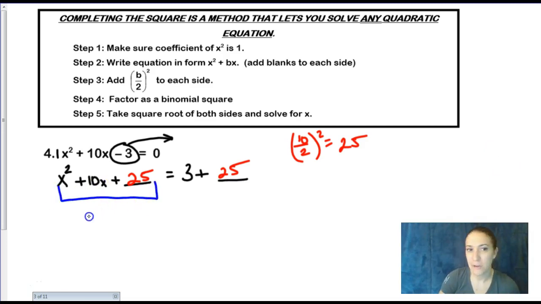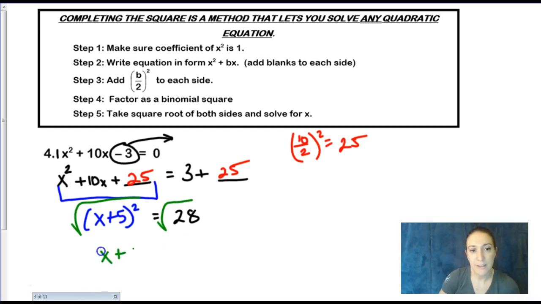This perfect trinomial is going to factor into x plus 5 quantity squared. And then over here on the right-hand side, 3 plus 25, better known as 28. And look at that. We have an equation that we can square root both sides. So let's do that. And remember, the moment you square root in an equation, the answer on the other side of the equal sign is not just positive, it's also negative.